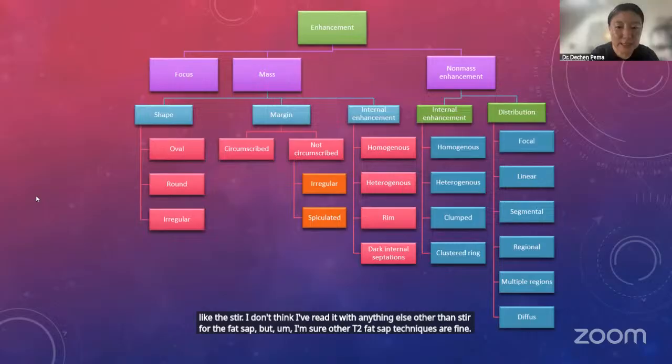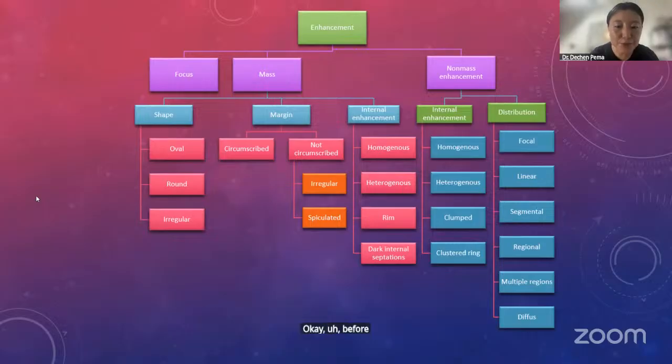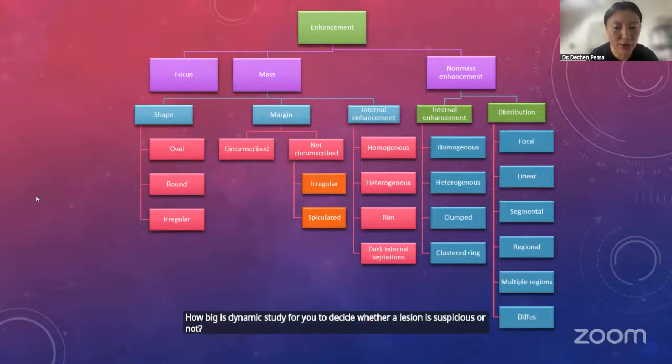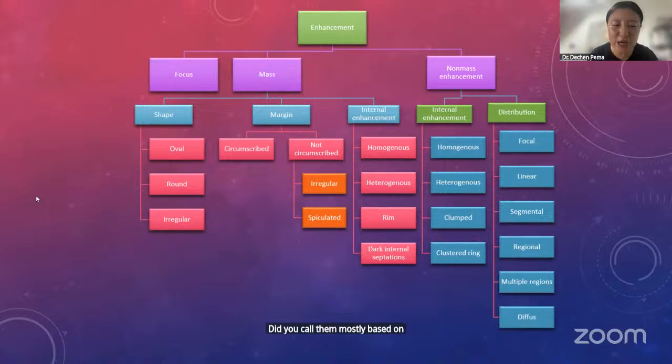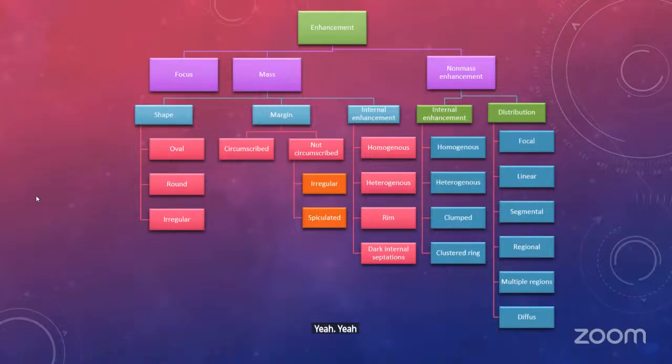Okay. Before going to a question on mammograms, a question related to MRI is: how big is the dynamic study for you to decide whether a lesion is suspicious or not? Do you call them mostly based on morphology? I actually think you answered that, but if you want to elaborate further. I would say I use kinetics about 10% of the time.